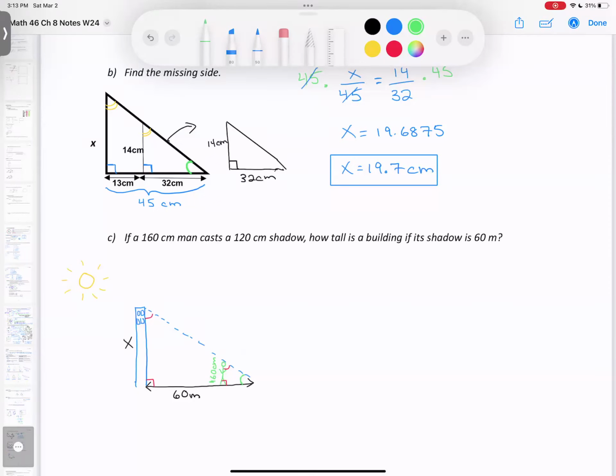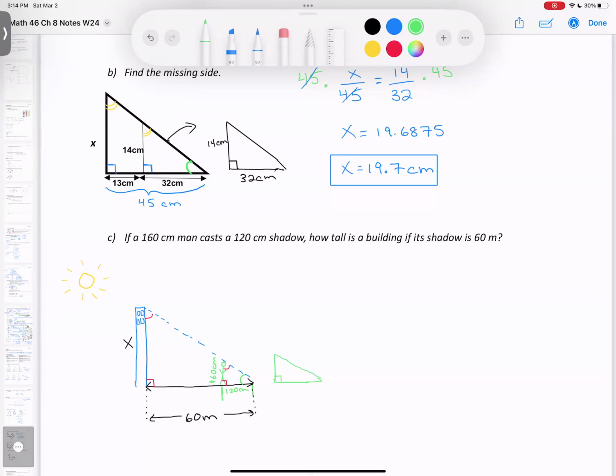That 160 centimeter man casts a shadow that's 120 centimeters. So here is 120 centimeters. And the 60 meters, we'll just draw down here, is all the way, the entire length of the shadow of that building. We are asked to find how tall the building is. You don't have to do this step, but I'm going to draw that smaller triangle separately, just to reinforce that it is a similar triangle.